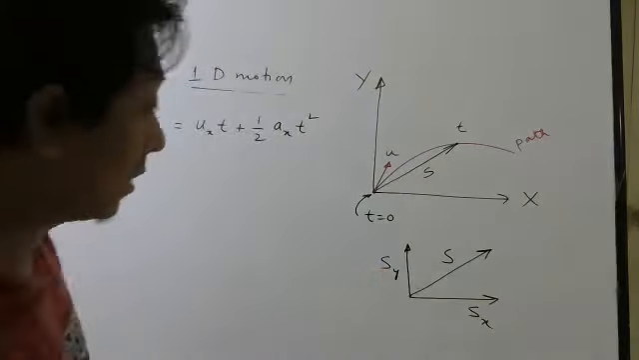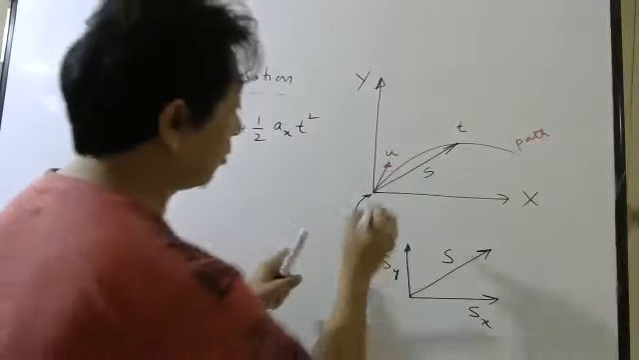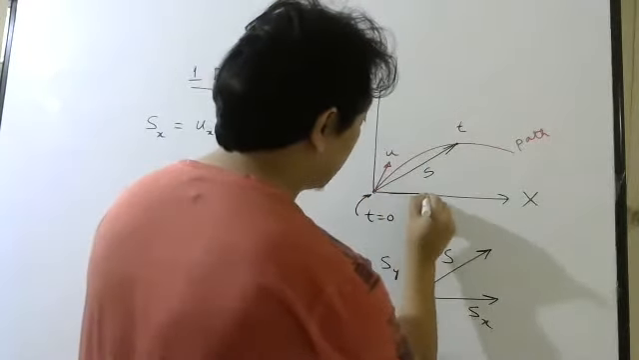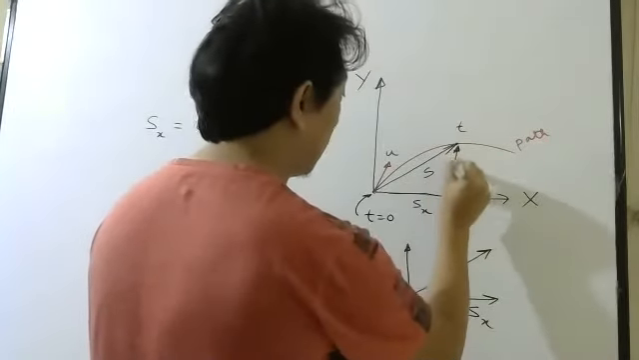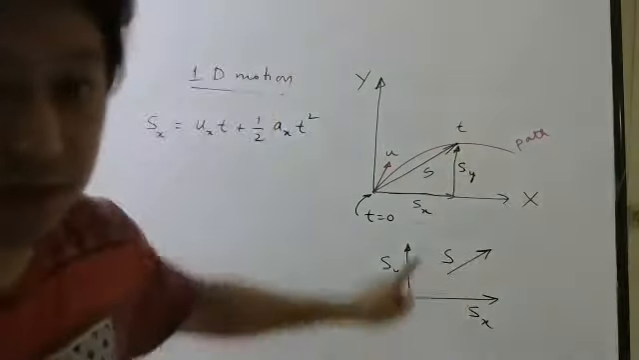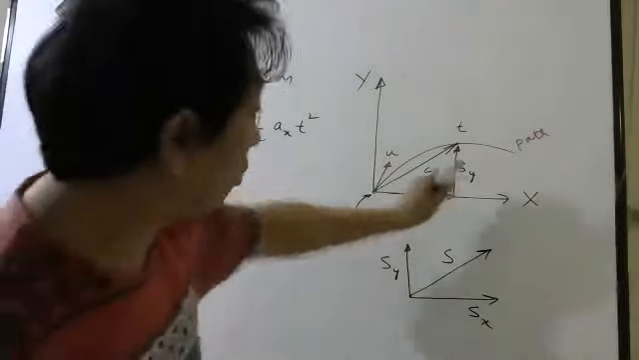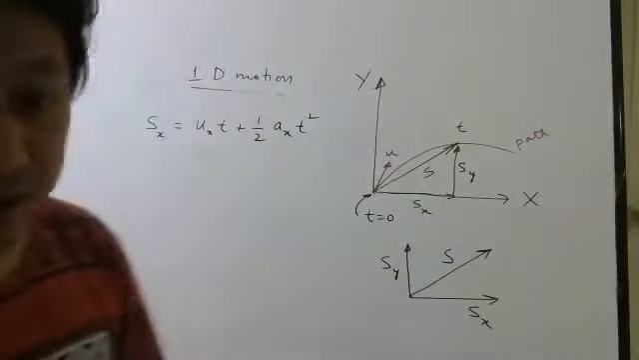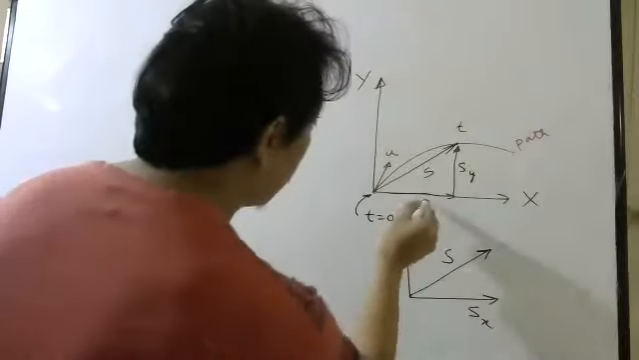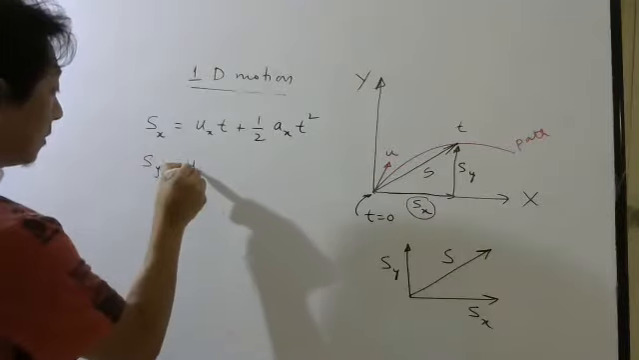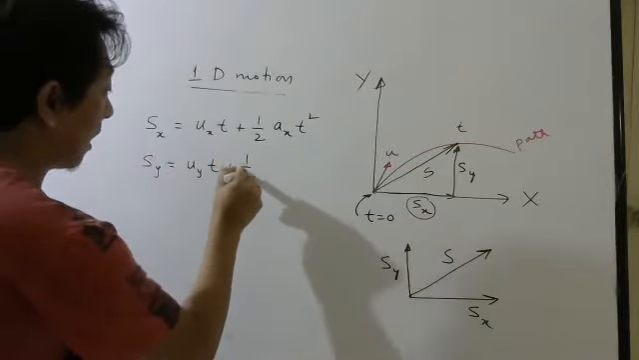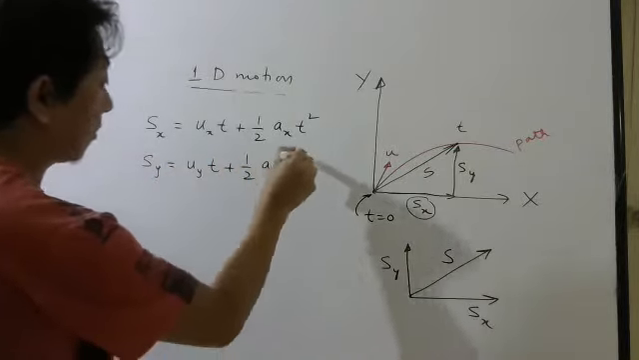Understood or not? Sx, in the same diagram also I can do. This will be your Sx and this will be your Sy. Agree or not, students? You agree? These are the two components. So what we do, first we find Sx using this formula, then we find Sy: Uy t plus half ay t square.